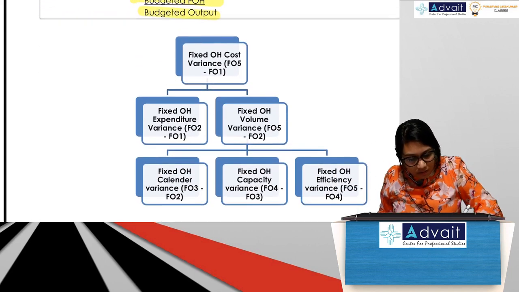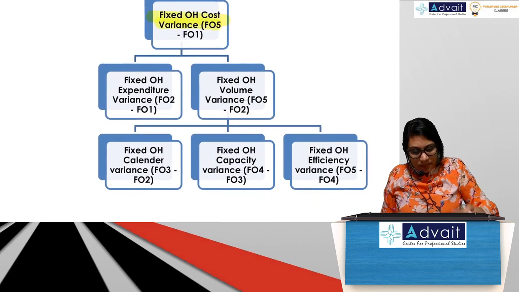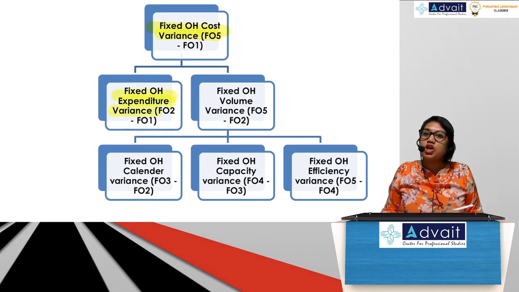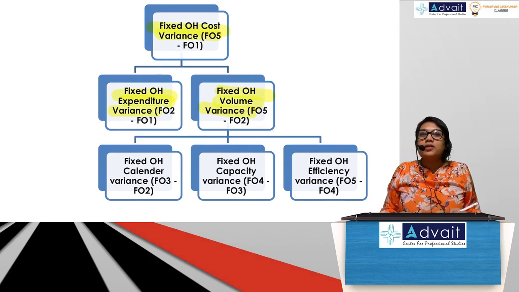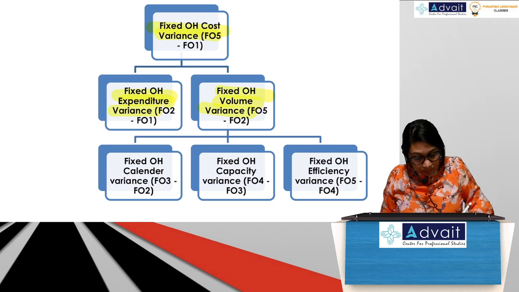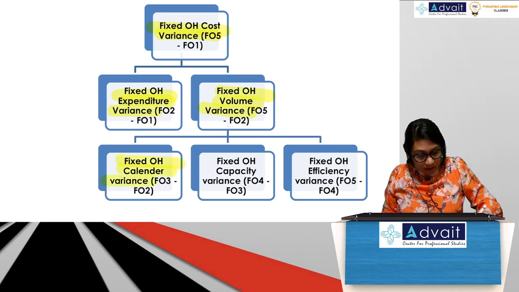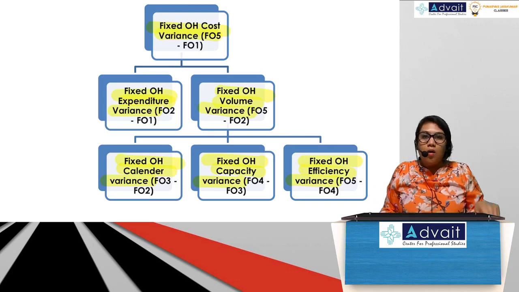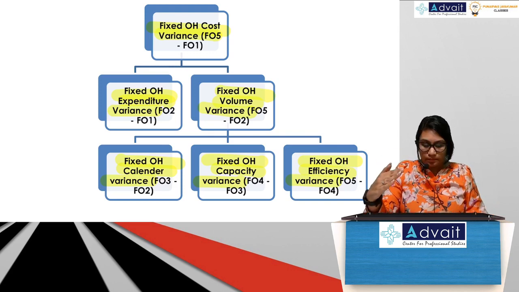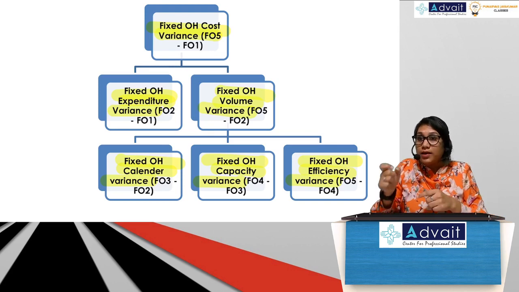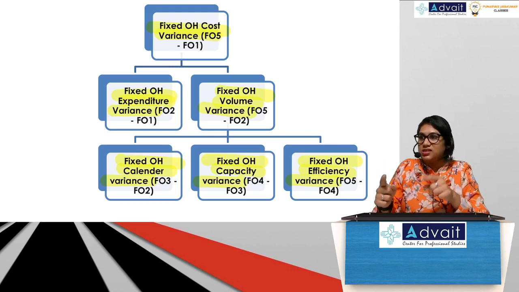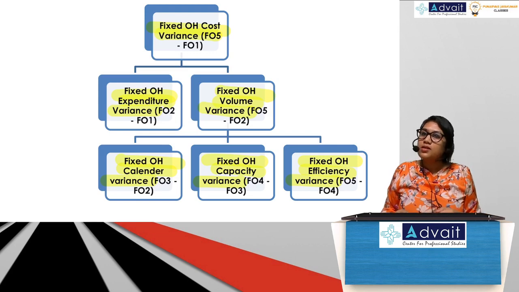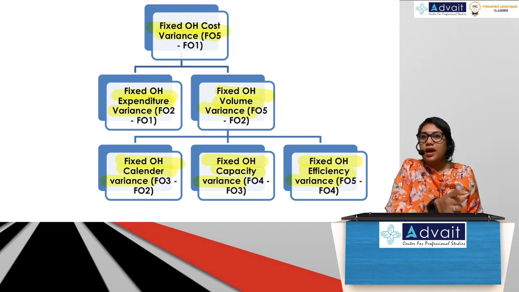Fixed overhead cost variance is split into fixed overhead expenditure variance and fixed overhead volume variance. Now fixed overhead volume variance is split into fixed overhead calendar variance, fixed overhead capacity variance, and fixed overhead efficiency variance. So calendar, capacity, efficiency, this is the order. So expenditure, volume, under volume, calendar, capacity, efficiency, CCE. Is it okay? Calendar, capacity, efficiency.